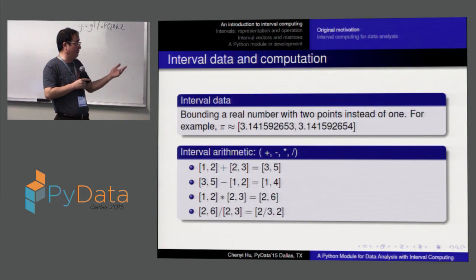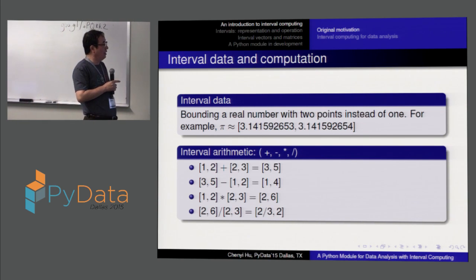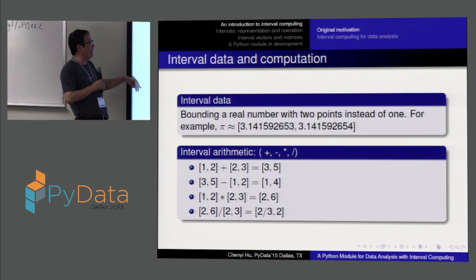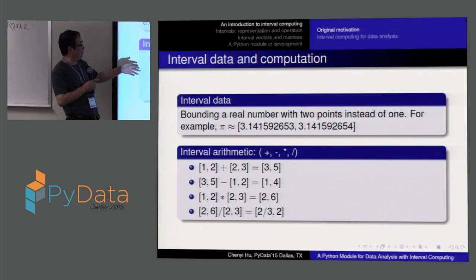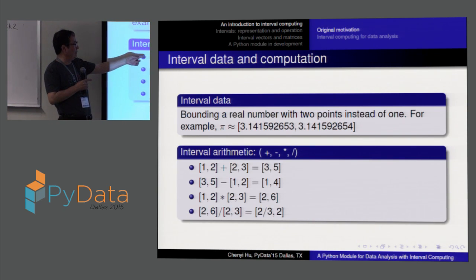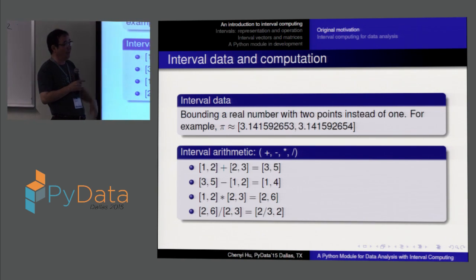So here are a few examples of interval arithmetic. Addition is easy. So [1, 2] plus [2, 3] would be [3, 5]. The lower bound plus the lower bound is 3, the upper bound plus the upper bound is 5, so we're done.